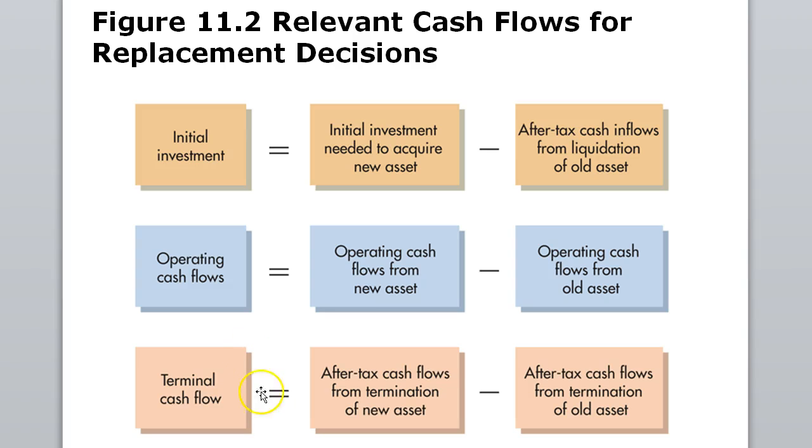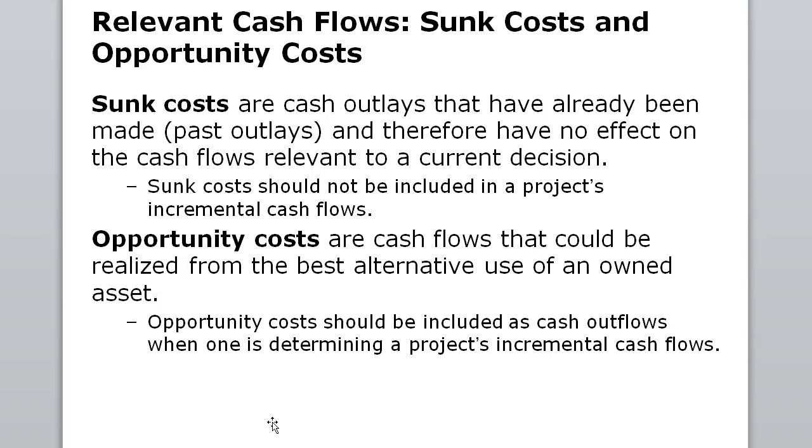And then the terminal cash flow. When we terminate the project, we want to look at the cash flows from terminating the new asset, and also the termination of the old asset. So what we're basically saying is when we buy the new asset, we sell the old asset in the beginning, and then at the end, we're going to sell the new asset. So really, from start to finish.